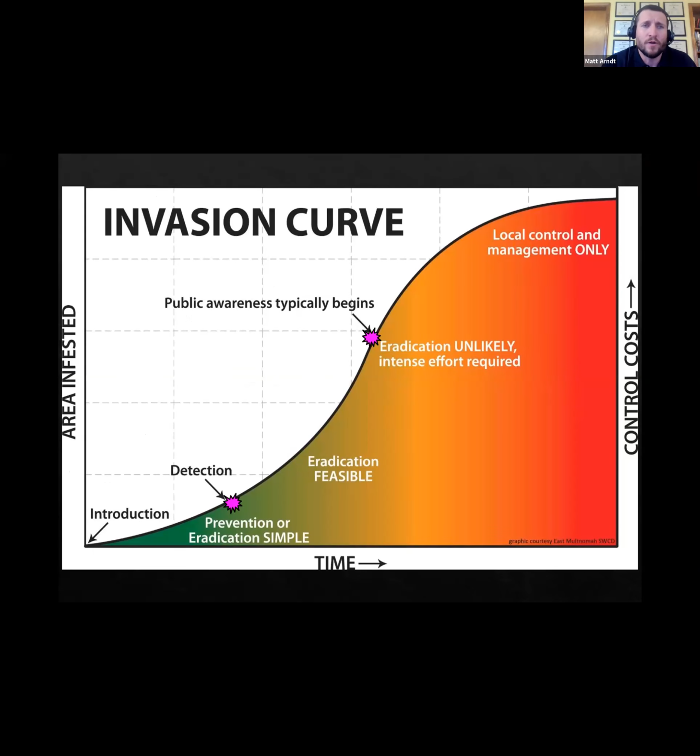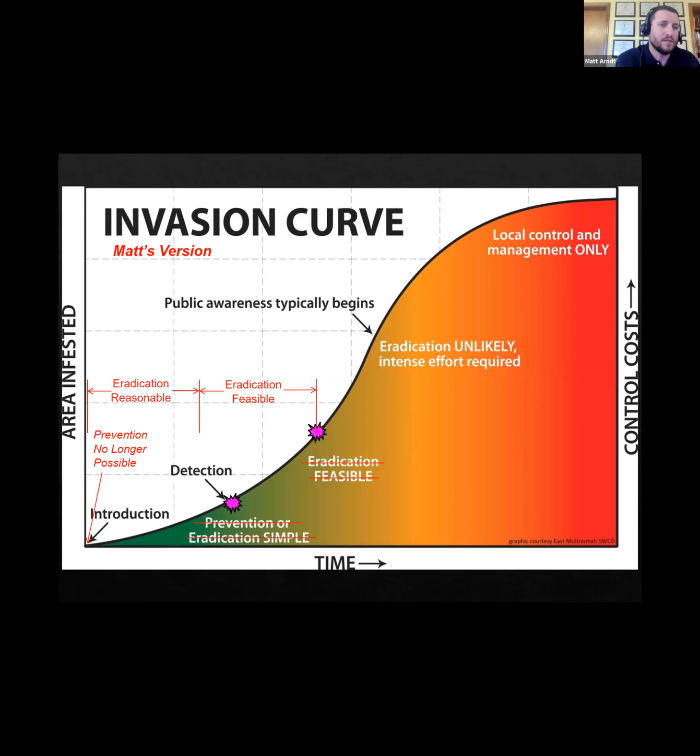So this is the invasion curve, or at least a version of the invasion curve that Quinn pointed to earlier. Go ahead to the next slide, Quinn. No, I didn't realize when I included that there was an animation. This is my version of the invasion curve. As of the point of introduction, prevention is no longer possible.